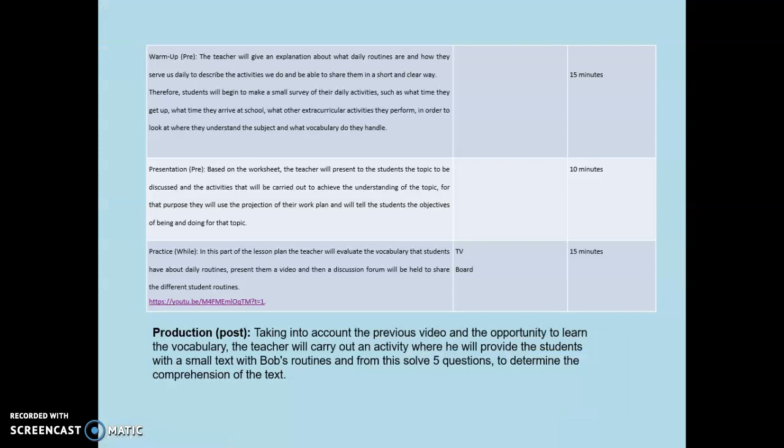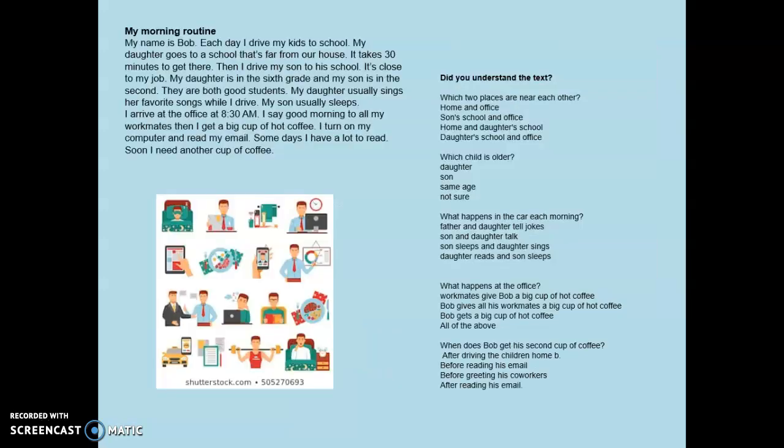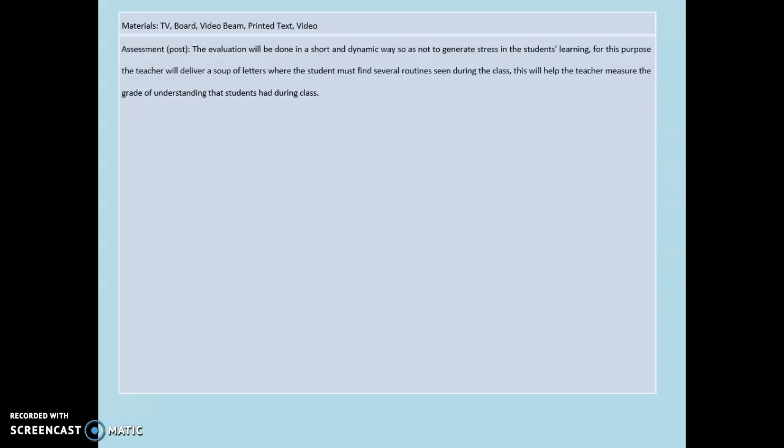Production. Taking into account the previous video and the opportunity to learn the vocabulary, the teacher will carry out an activity where he provides the students with a small text with routines and short questions to check the comprehension of the text. This is the activity: this is the text, and the students answer the 5 questions. The materials are the TV, board, video beam, printed text, and video.